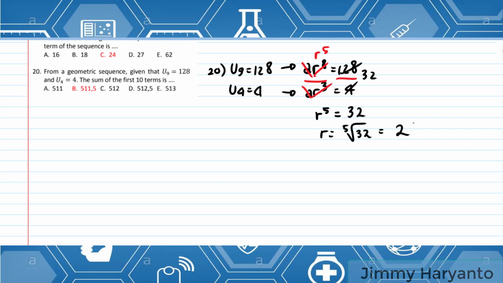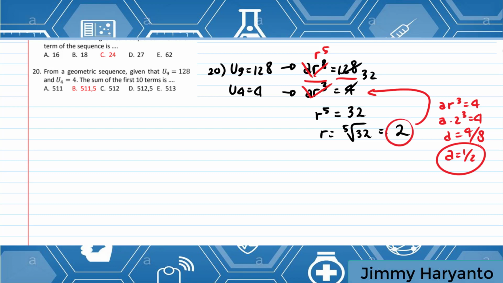It will be equal to 2. Okay, so I have r now. I have to find the a. Use this one. Okay, a r cubed equals 4. So a times 2 cubed equals 4. A equals 4 over 8. A equals 1 over 2. There you go, a and r.